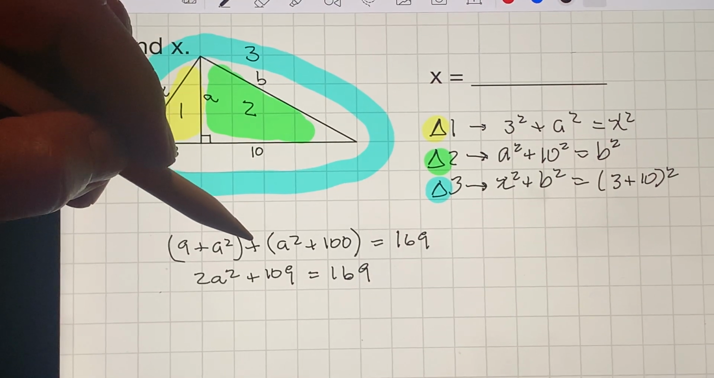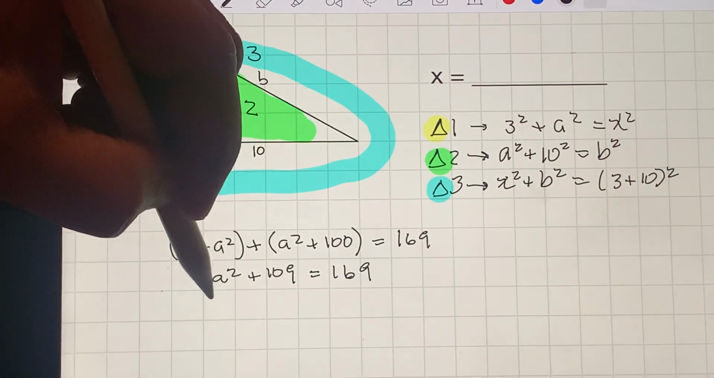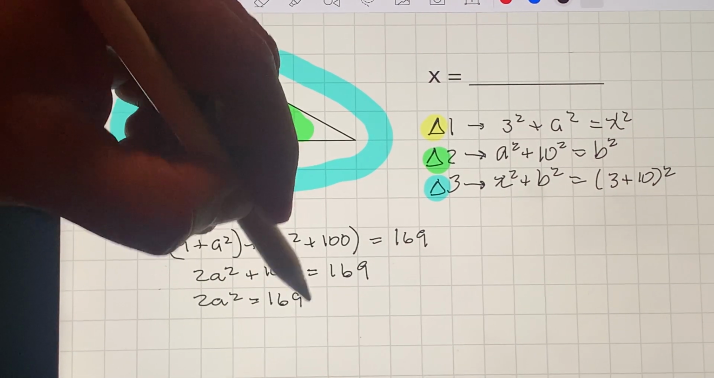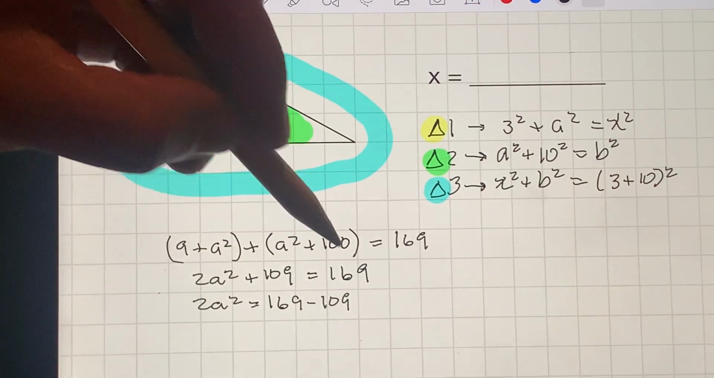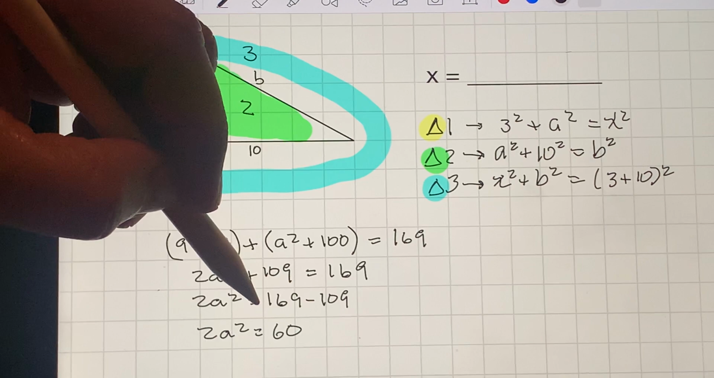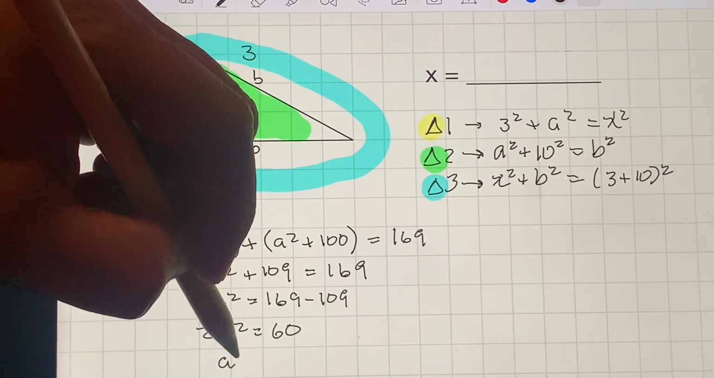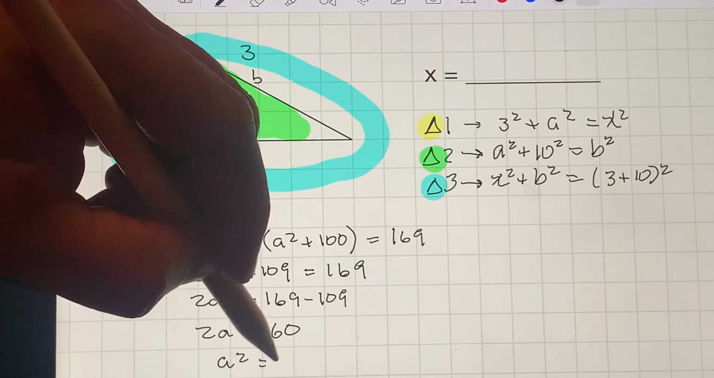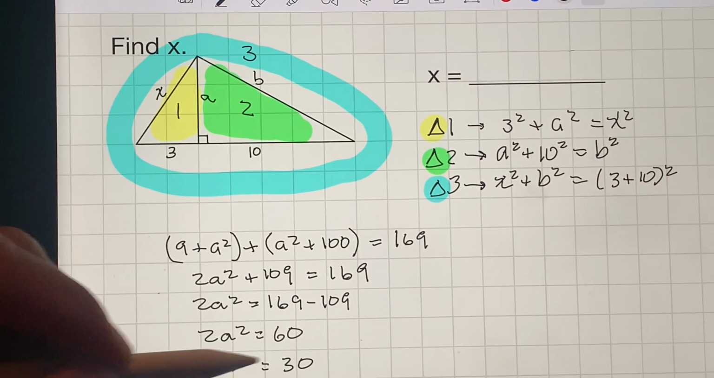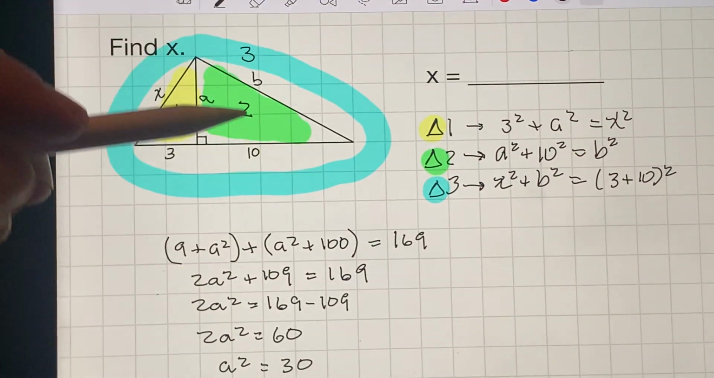Now, I have to move this term to the other side. So 2a squared equals 169 minus 109. So 2a squared equals 60. Dividing everything by 2, then I end up with a squared equals 30. Now, I don't need to solve for a squared because I can plug it directly into the first equation.